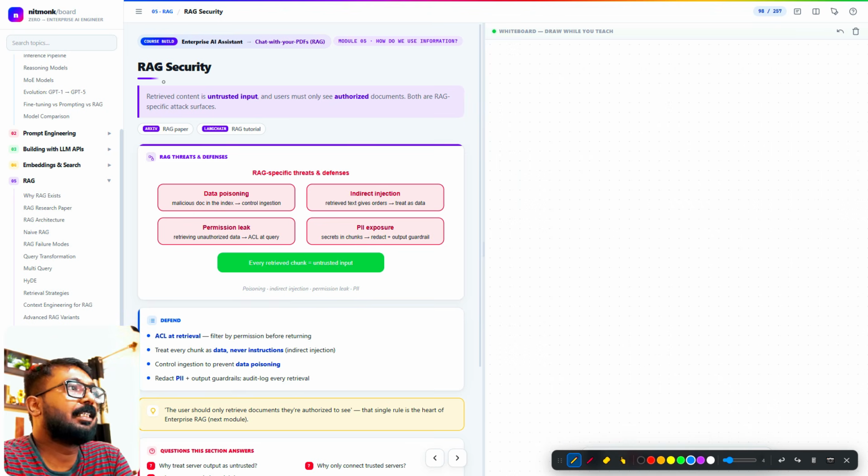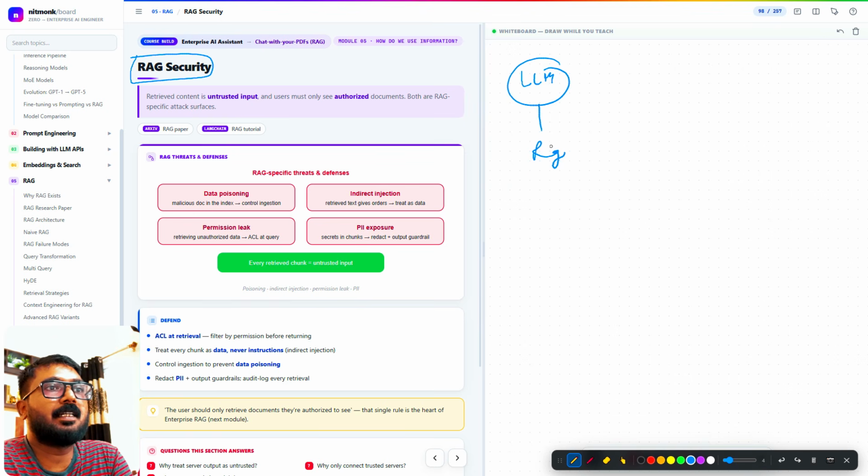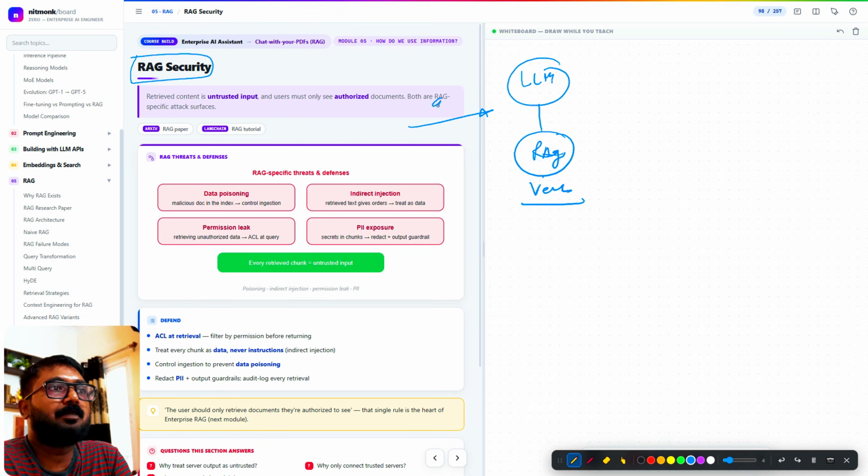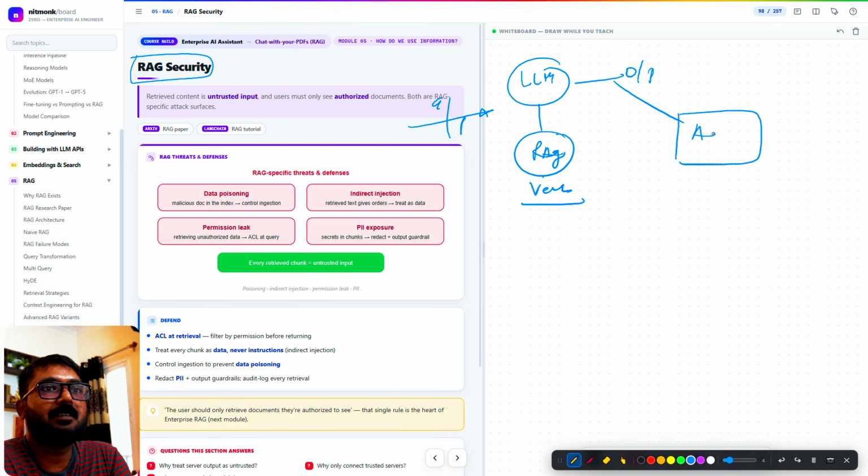Then we talk about security. RAG security is also important, because you try to build an LLM-based RAG agent where the vector database is connected, and input comes in and output goes out, or it even connects with another set of agents, right? Then these are the problems: data poisoning. Let's say someone is trying to upload a PDF with malicious docs into the index. That happens. We have to control that ingestion.